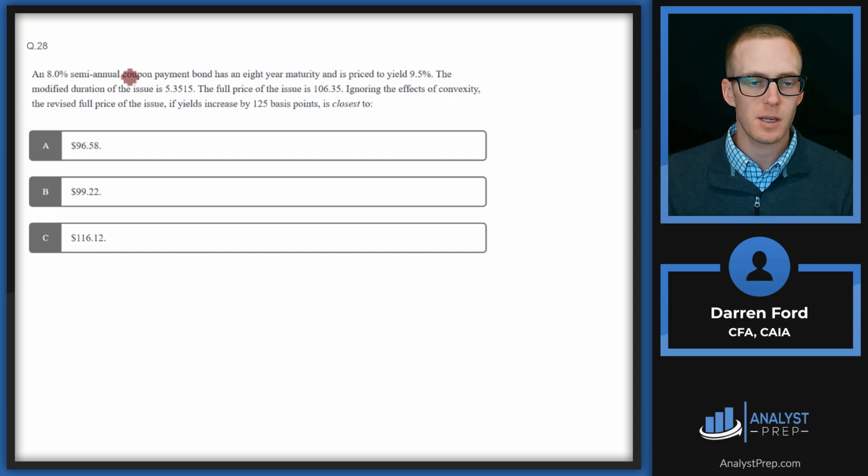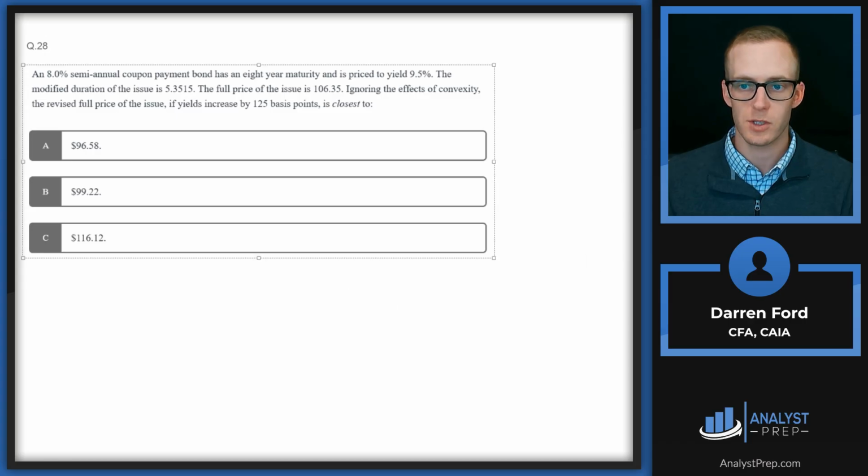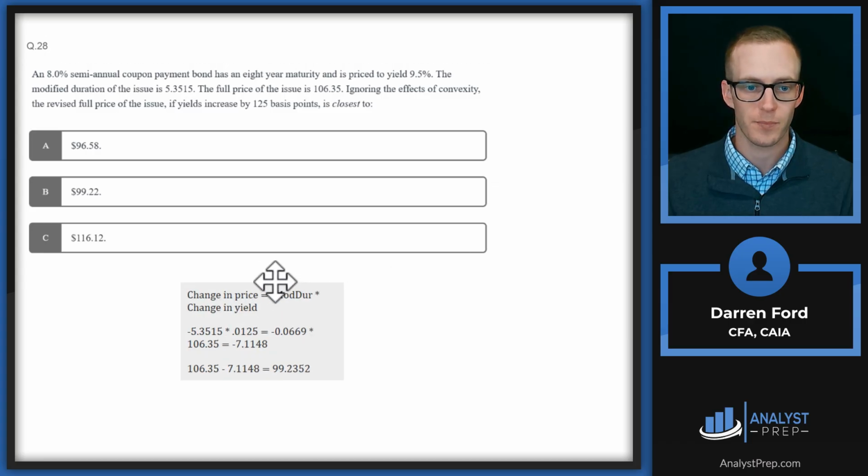A 8% semi-annual coupon bond has an 8-year maturity and is priced to yield 9.5%. The modified duration of the issue is 5.3515. The full price of the issue is 106.35. Ignoring the effects of convexity, the revised full price of the issue, if yields increase by 125 basis points, is closest to. So we're not going to be using convexity in this. We'll just be considering our duration to calculate the change in price here.